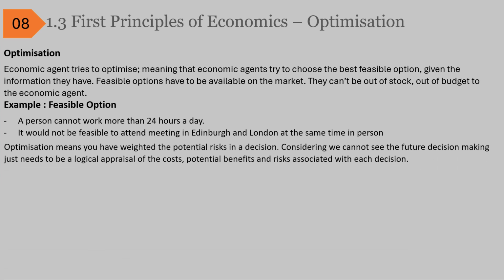So looking at it further, optimization basically means that you have weighed out the potential risk in a decision. Considering that we cannot see the future, in decision making you just need to be quite logical and practical. You have to weigh out the cost, the potential benefits, and the risk associated with each decision. You also have to look at how a decision is going to affect you and if it's the best feasible option.